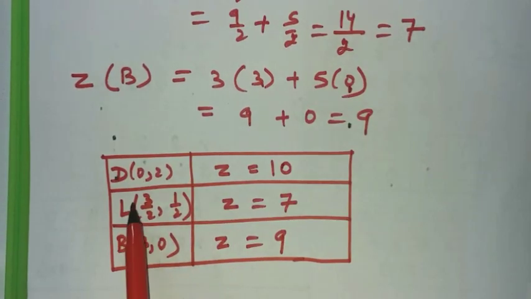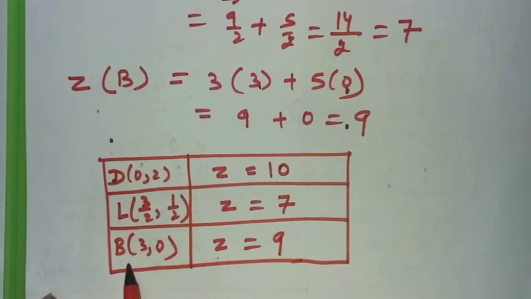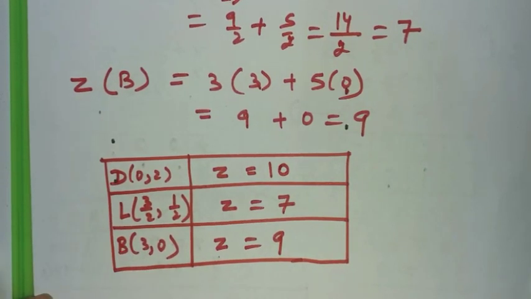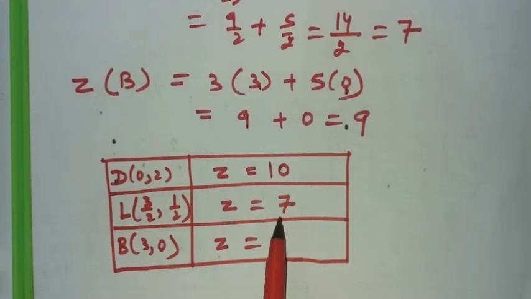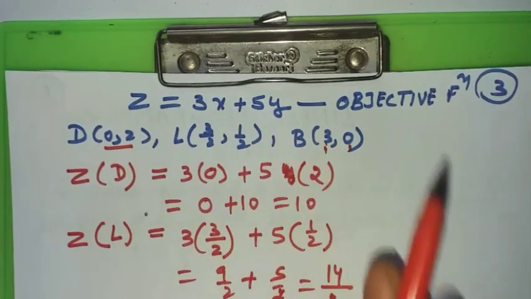So I got that z is 10 at D, z is 7 at L, and z is 9 at B. Now what was our main aim? Let me recall. The aim was to minimize the objective function. We had to find the minimum value of this objective function.